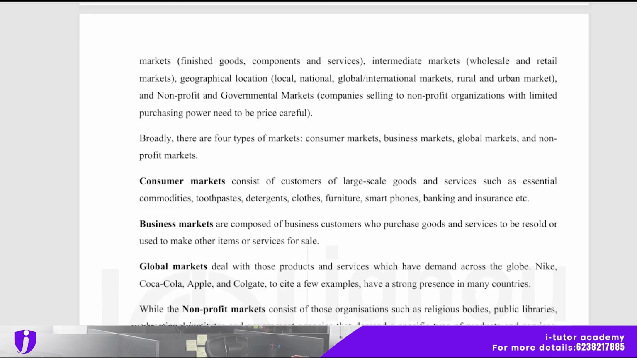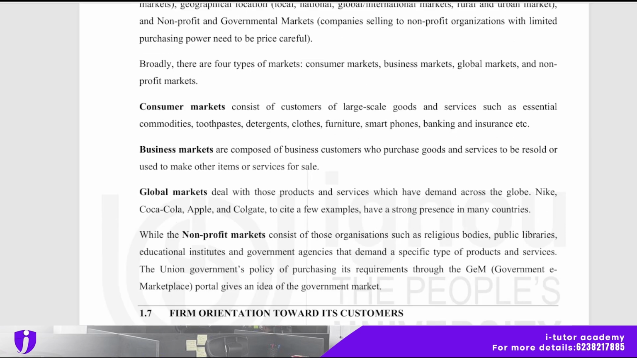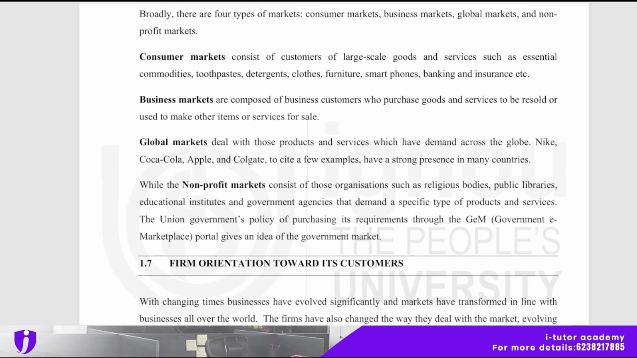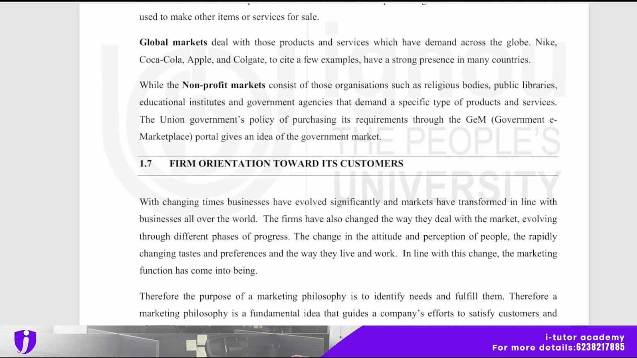Companies selling to non-profit organizations with limited purchase power need to be price careful. The consumer market consists of customers of large-scale goods and services such as essential commodities, toothpaste, detergent, clothes, furniture, smartphones, banking and insurance, etc. Business markets are composed of business customers who purchase goods and services to be resold or used to make other items or services for sale. And the global market deals with those products and services which have demand across the globe. Example, Coca-Cola, Apple and Colgate, etc.